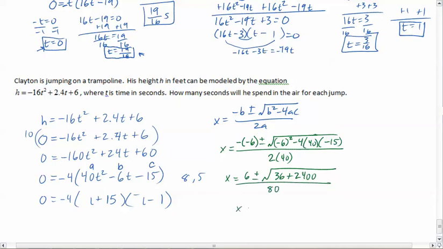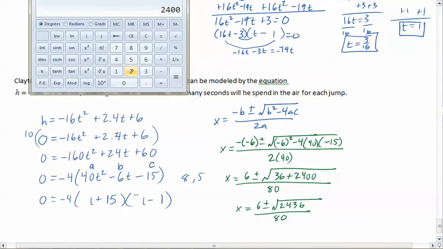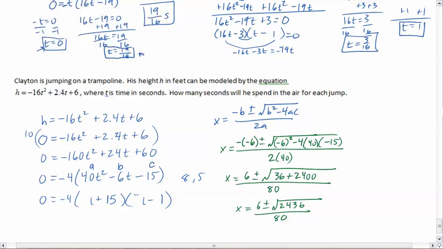And so I now got x equals 6 plus or minus the square root of 2,436. I really don't think that that's a perfect square. Let's check. 2,436. See if we can square root it. No, it doesn't give me a square root, which means I was right. This couldn't be factored. It was worth a shot, but stinks to be us. So let's see if we can just kind of figure it out from there.